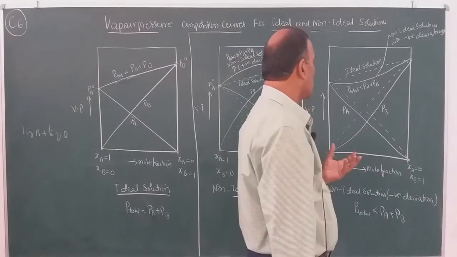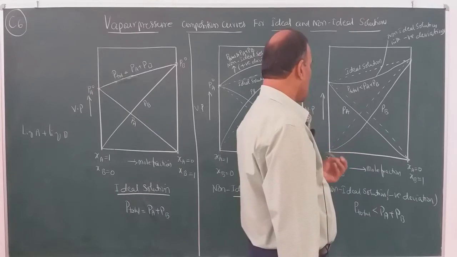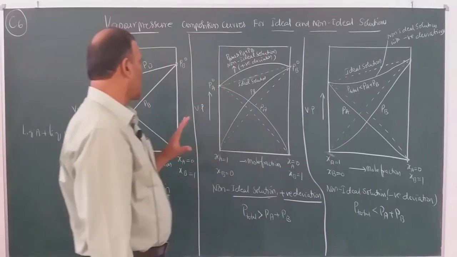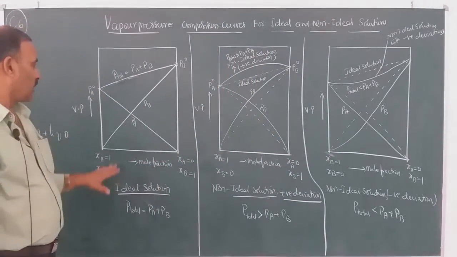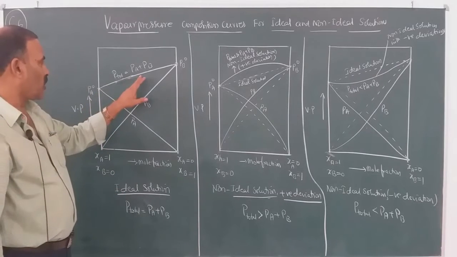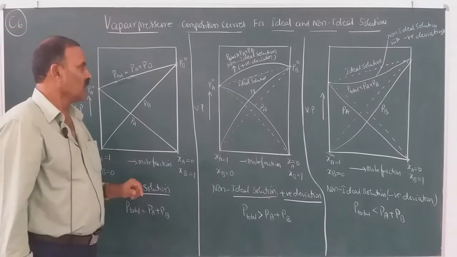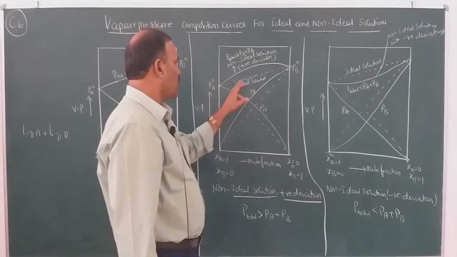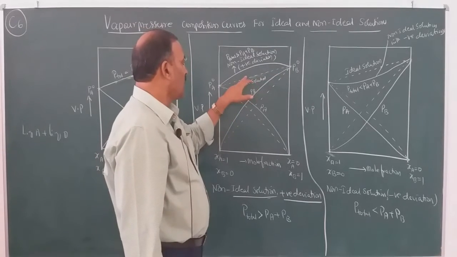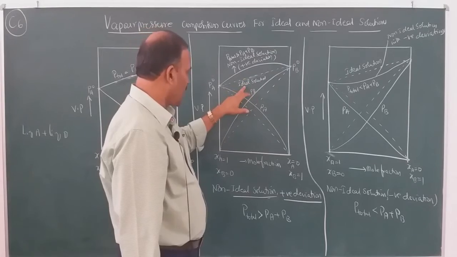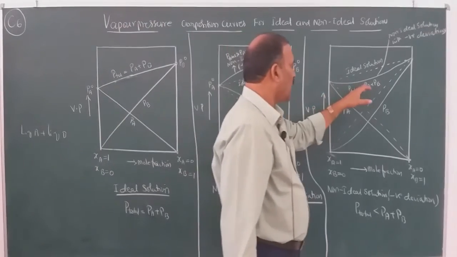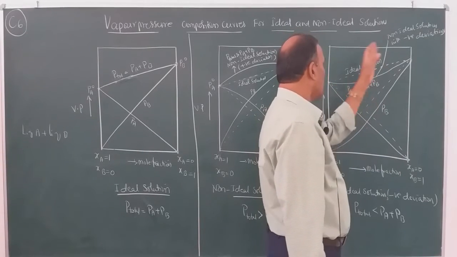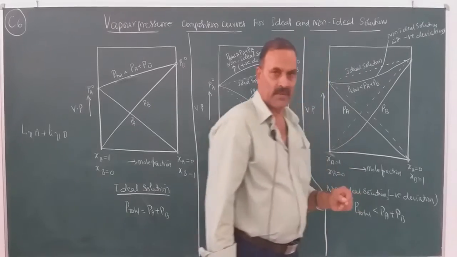Therefore, the vaporization decreases and the vapor pressure decreases. So here you must remember that for an ideal solution, the vapor pressure composition curve is a straight line. For a non-ideal solution with positive deviation, the vapor pressure composition curve is higher than the curve for an ideal solution. For a non-ideal solution with negative deviation, the vapor pressure composition curve is lower than that of an ideal solution.